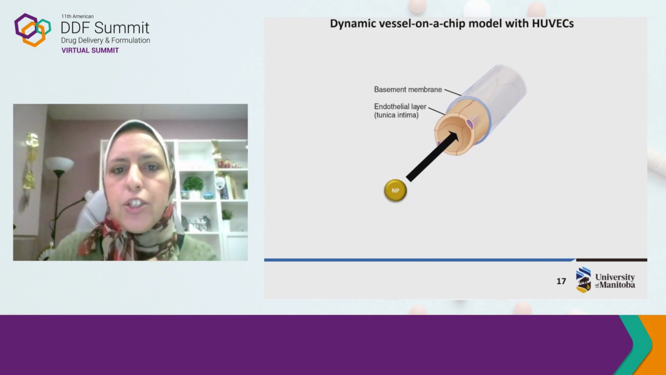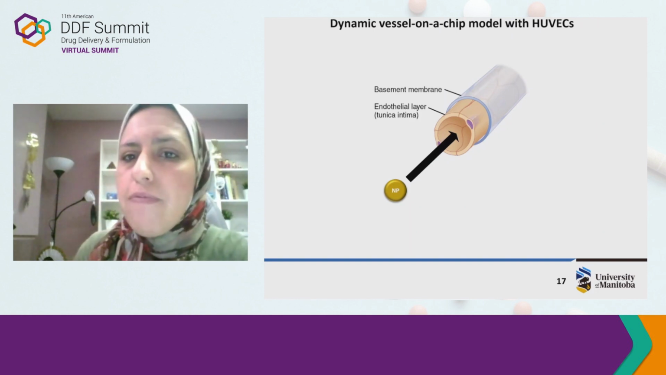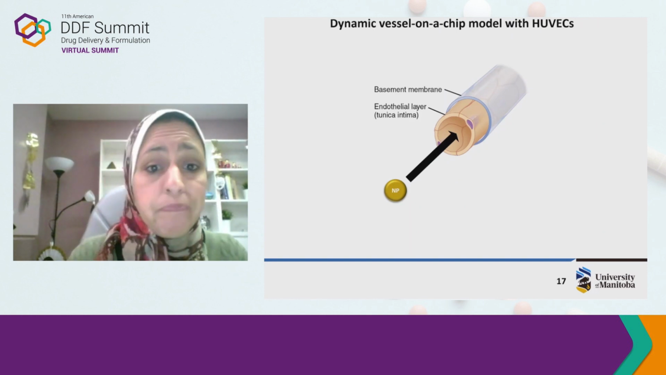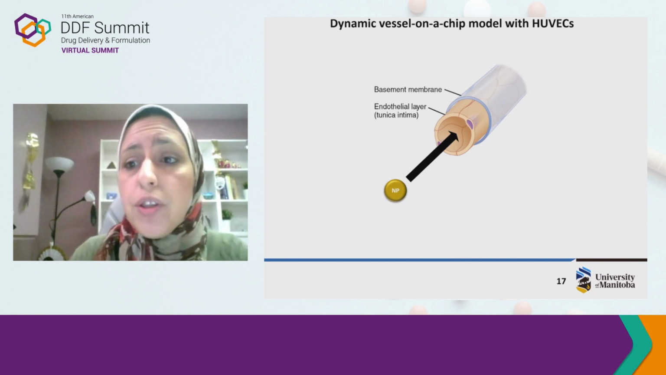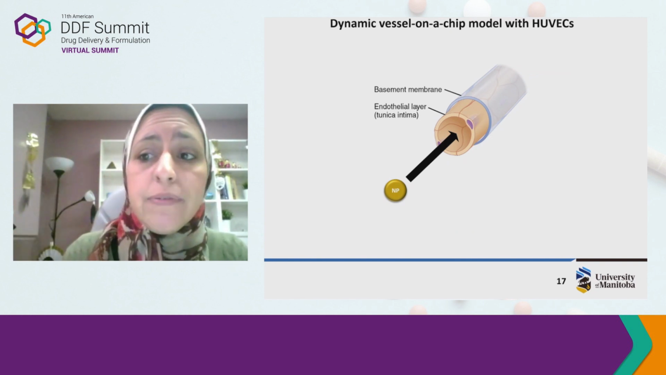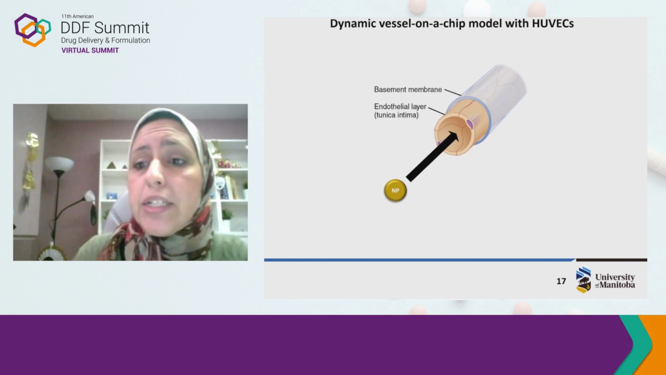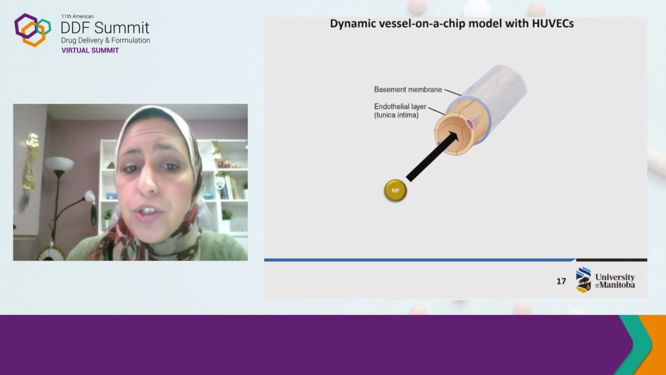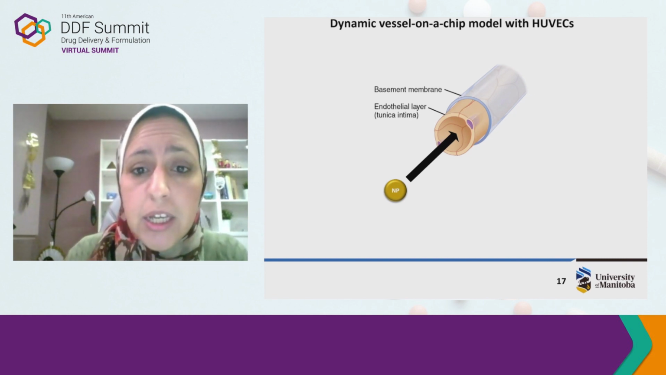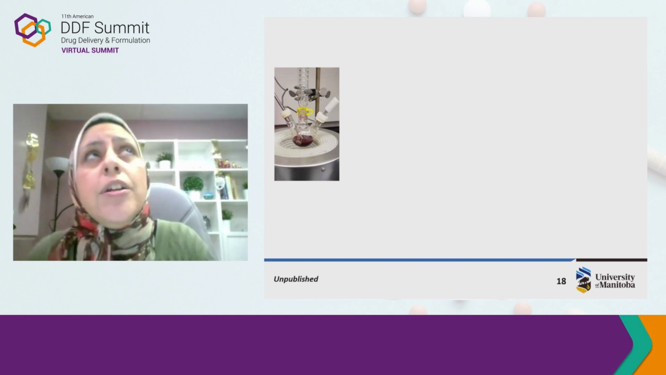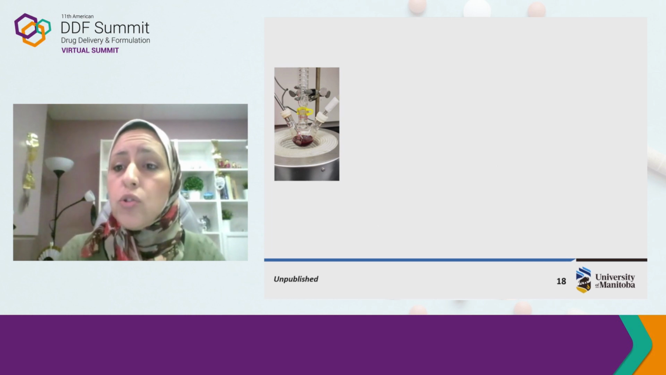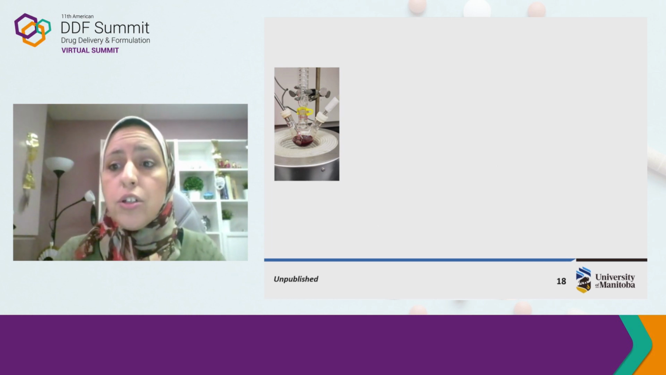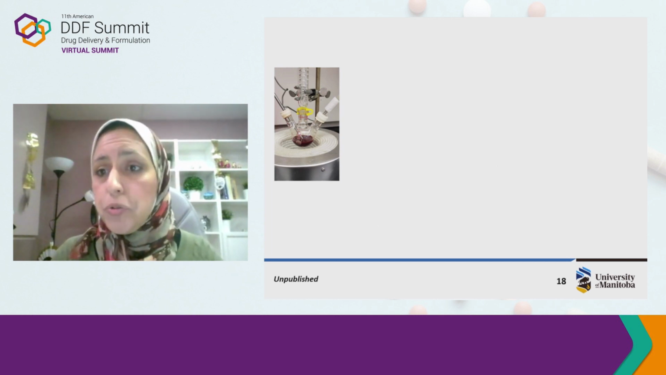Okay, so I will give two brief examples of how we are using those microchips. The first is a dynamic vessel-on-a-chip model to see how the nanoparticles interact with the endothelium, which is the first barrier that the nanoparticles get exposed to when injected into the circulation. So our main idea from this project is that we want to develop a diagnostic nano tool that is really safe to use.